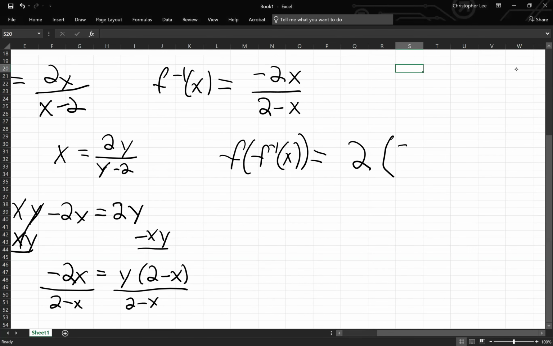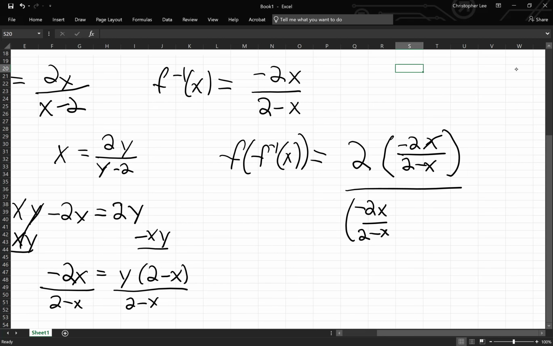So this is 2 times negative 2x over 2 minus x, right? Over negative 2x over 2 minus x, minus 2. Okay. So I took the inverse and I plugged it into f of x. So let's see what happens. Let's do the math.